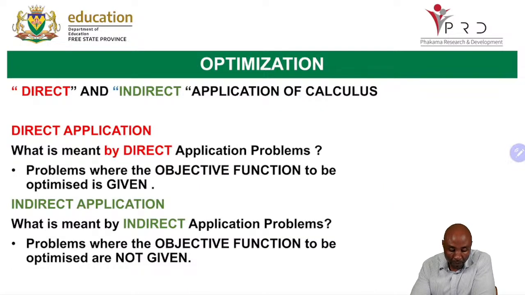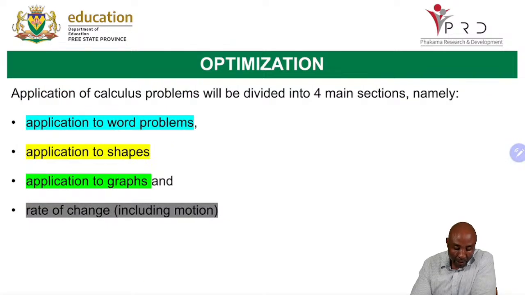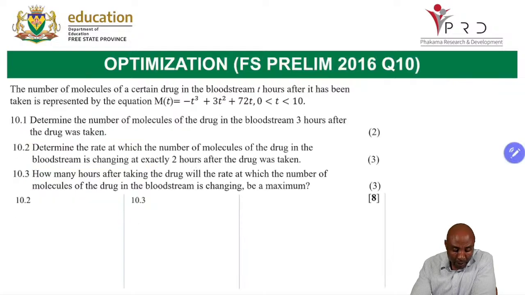Moving forward, we have optimization, but I'm seeing time is not on our side. We have direct and indirect application, where we are given the objective function, and where we are supposed to find the objective function before we can apply it. So, moving forward, this application occurs for our word problems: shapes, areas, volumes, perimeters, application to graphs. We also have rates of change, which include motion. So we must practice these as well. There are a lot of them.